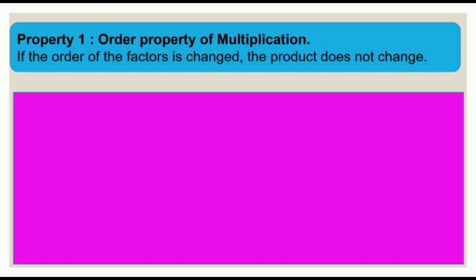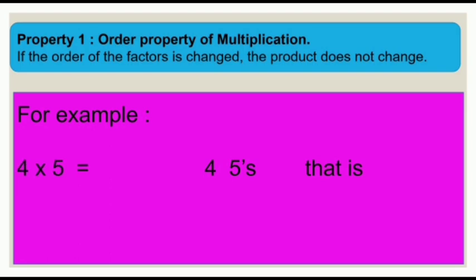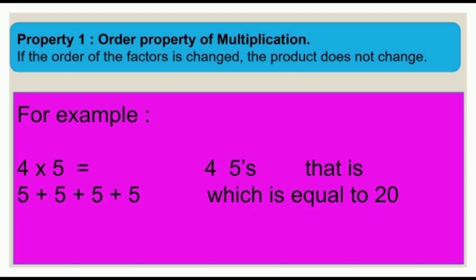Okay, now let us see an example. So for example, 4 into 5 is equal to 4 into 5, 4 multiplied by 5. Okay, so 4 5s, that is 5 times 4. You have to write 5 for 4 times. So here it is 5 plus 5 plus 5 plus 5. How many times have you written 5? 4 times. Okay. So which is equal to 20.